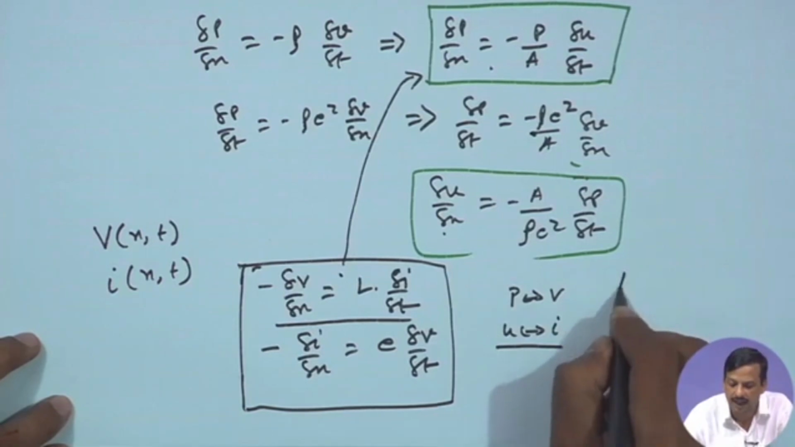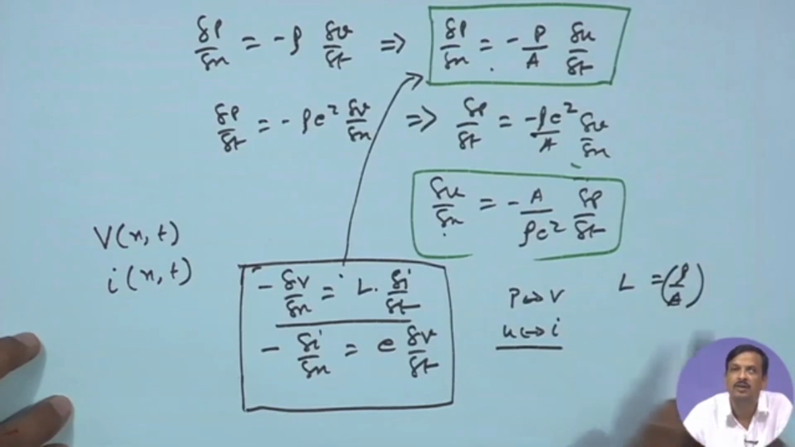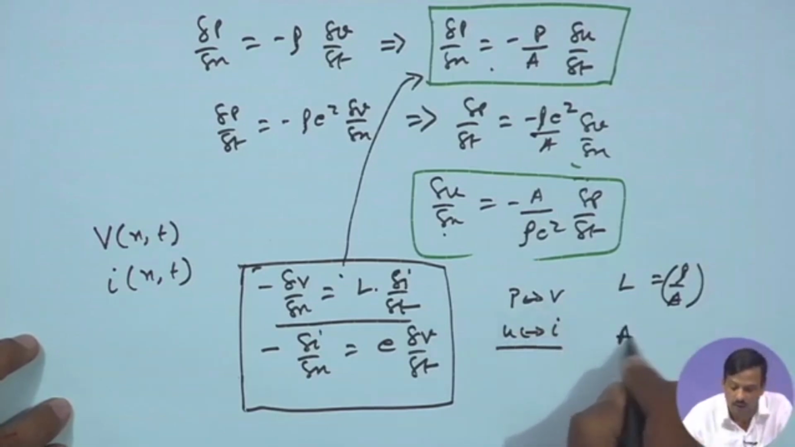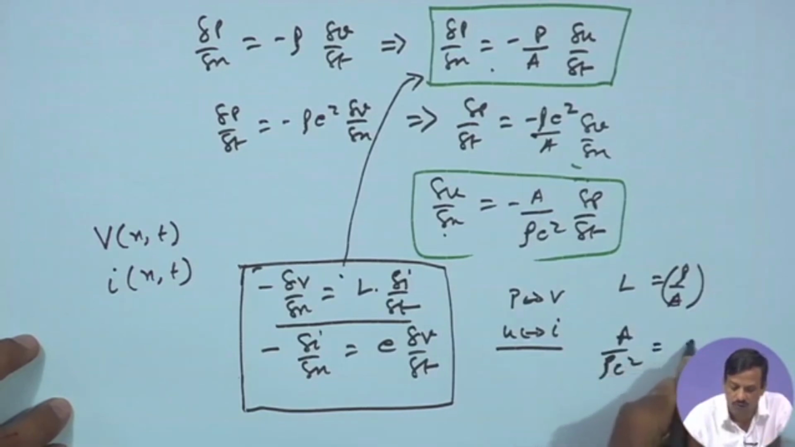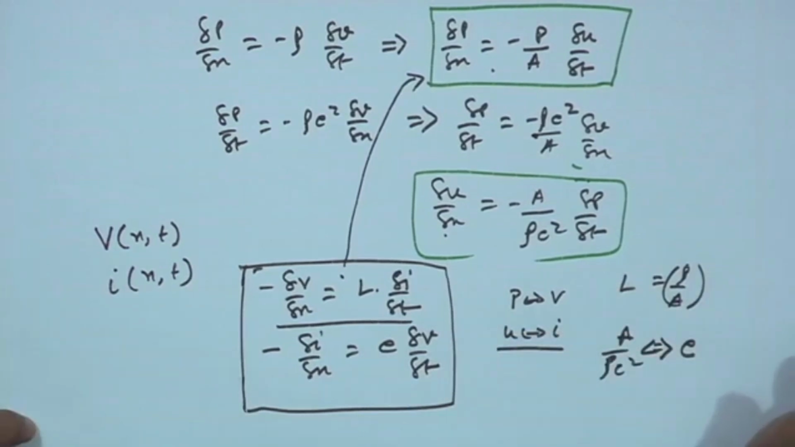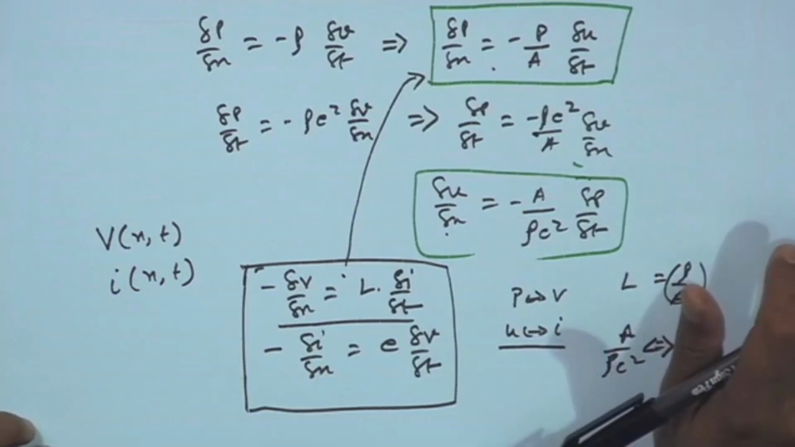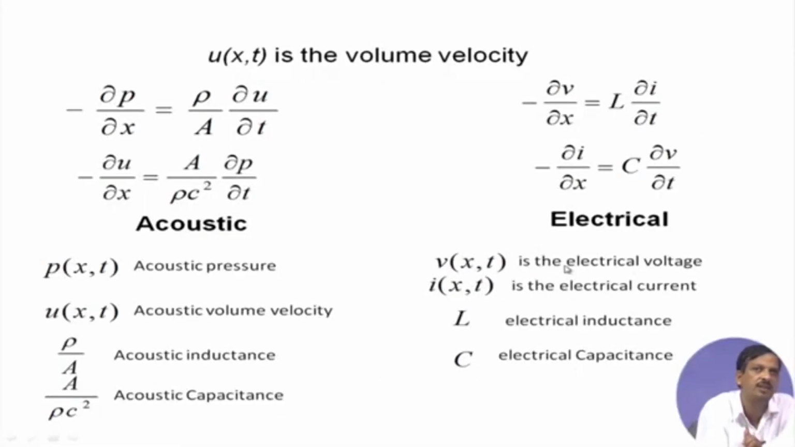And if I say L is equal to rho by A, then this rho by A is called acoustical inductance. Similarly, A by rho c square is analogous to C, so it is called acoustical capacitance. A by rho c square is acoustical capacitance and rho by A is the acoustical inductance. P is analogous to voltage, current is analogous to volume velocity. Okay. So, the same things are written in this slide.